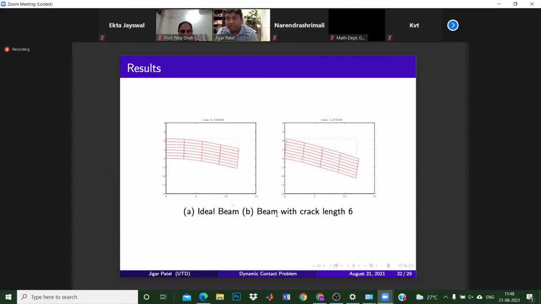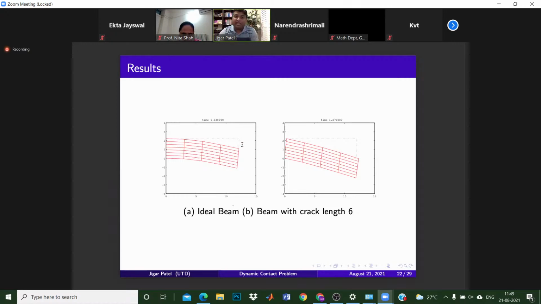This is how a picture of two beams looks. The first picture represents the ideal beam. The second picture represents the beam with the crack, under the same applied load. I apply 1000 unit load at the free end on both beams.